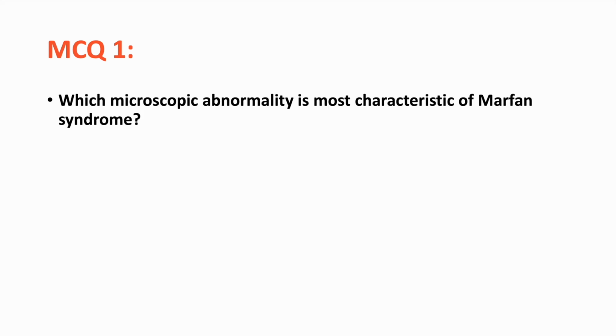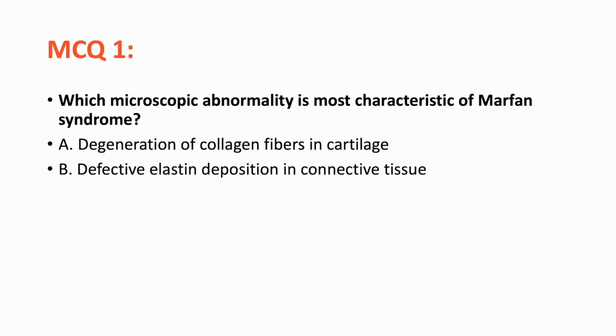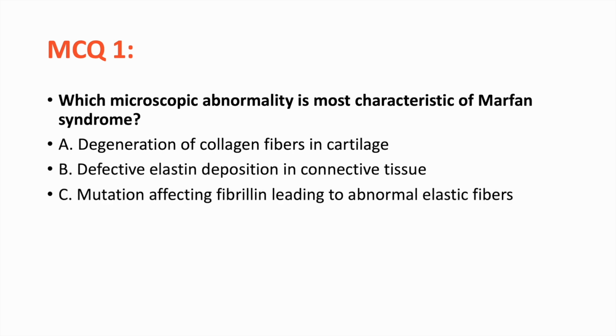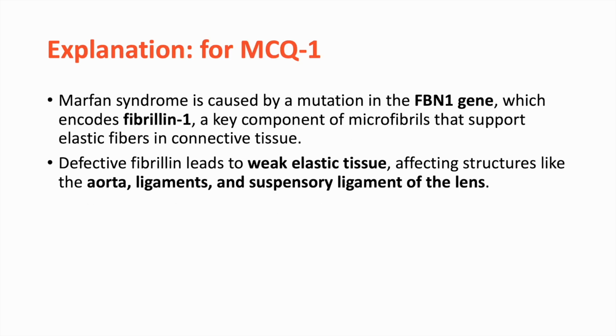Having understood Marfan syndrome, see if you can solve these MCQs. MCQ 1. Which microscopic abnormality is most characteristic of Marfan syndrome? A, degeneration of collagen fibers in cartilage; B, defective elastin deposition in connective tissue; C, mutation affecting fibrillin leading to abnormal elastin fibers; D, excess production of reticular fibers. The answer is C. Mutation affecting fibrillin leading to abnormal elastic fibers. The explanation for this is given here. You can read it on your own.